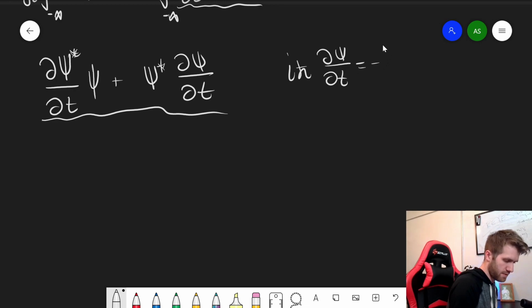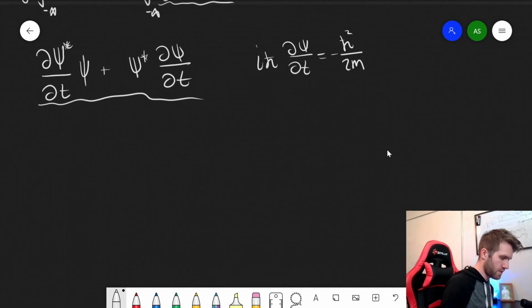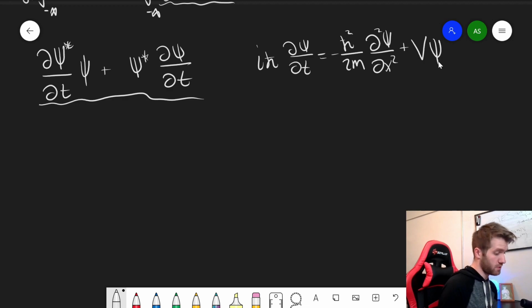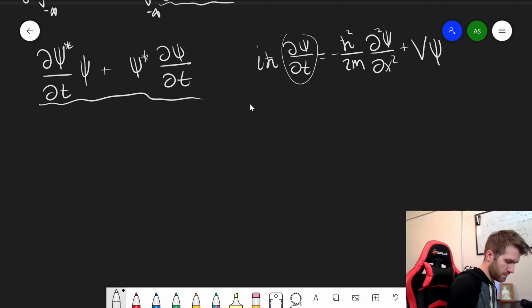is equal to negative h bar squared over 2m. I'm going to run out of room here. Over 2m, and then that's d squared psi dx squared plus some potential multiplied by our wave function. Okay, so we see we have these time-dependent differentials here. Let's solve for d psi dt. Okay, so let's bring this all over.